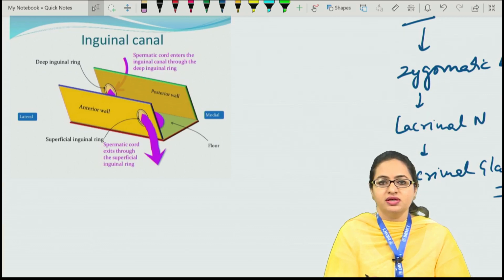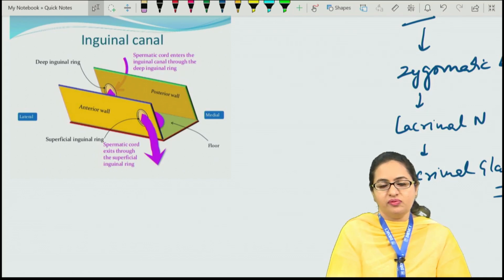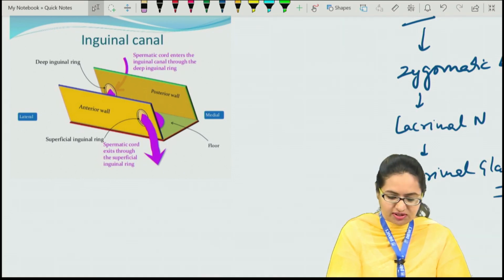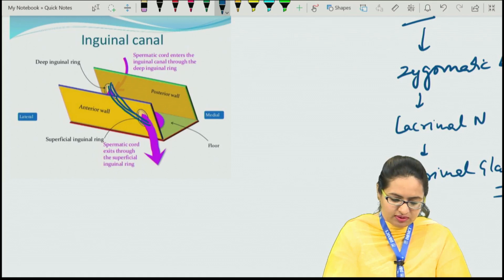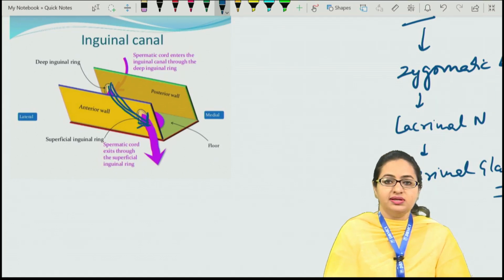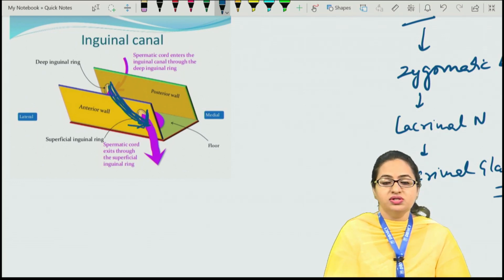The inguinal canal is present just above the medial portion of the inguinal ligament, and it has a deep inguinal ring and a superficial inguinal ring. The superficial inguinal ring is a gap present in the external oblique aponeurosis, and the deep ring is in the fascia transversalis, and a tunnel is formed between the deep ring and the superficial ring, which gives passage to the structures. This inguinal canal is 4 centimeters long, and it is directed downwards and medially.